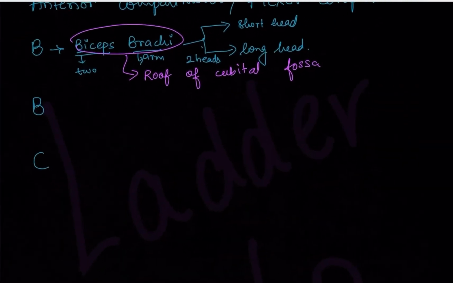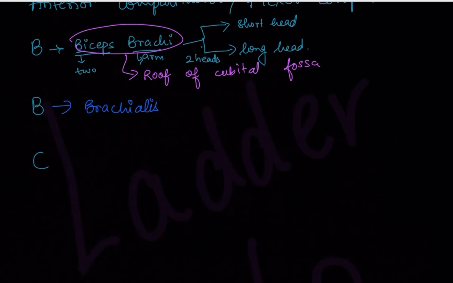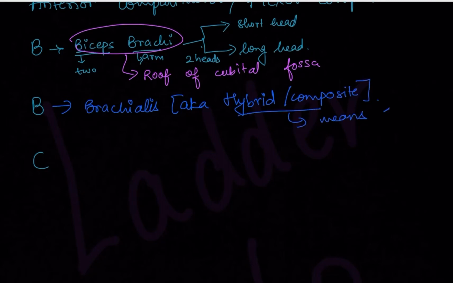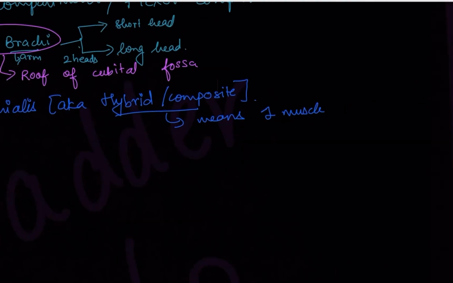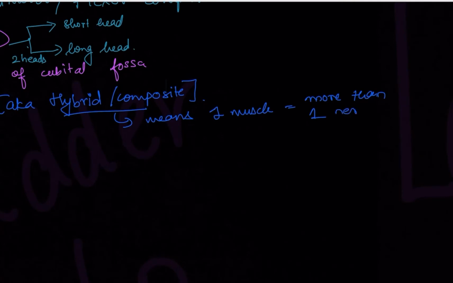Now moving to brachialis. The other B stands for brachialis. You have to remember that it comes under the category of hybrid muscles, hybrid or composite muscles. Now why is it so? What does this mean? Hybrid and composite means one muscle with more than one nerve supply. So in case one nerve gets damaged, it will still manage to perform its function because another nerve is supplying it. One muscle equals more than one nerve supply.